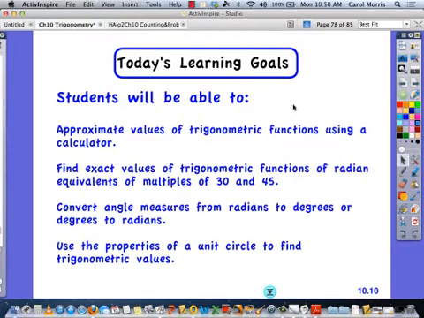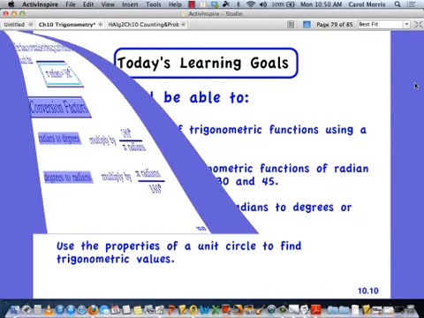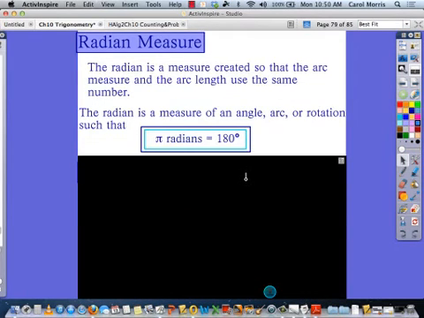So the key today will be to find out what a radian actually is. So let's look at this portion of our work. The radian is a measure created so that the arc length measure and the arc use the same number. So now for most people they're saying, well, what are you talking about? Well, let's go to our circle.